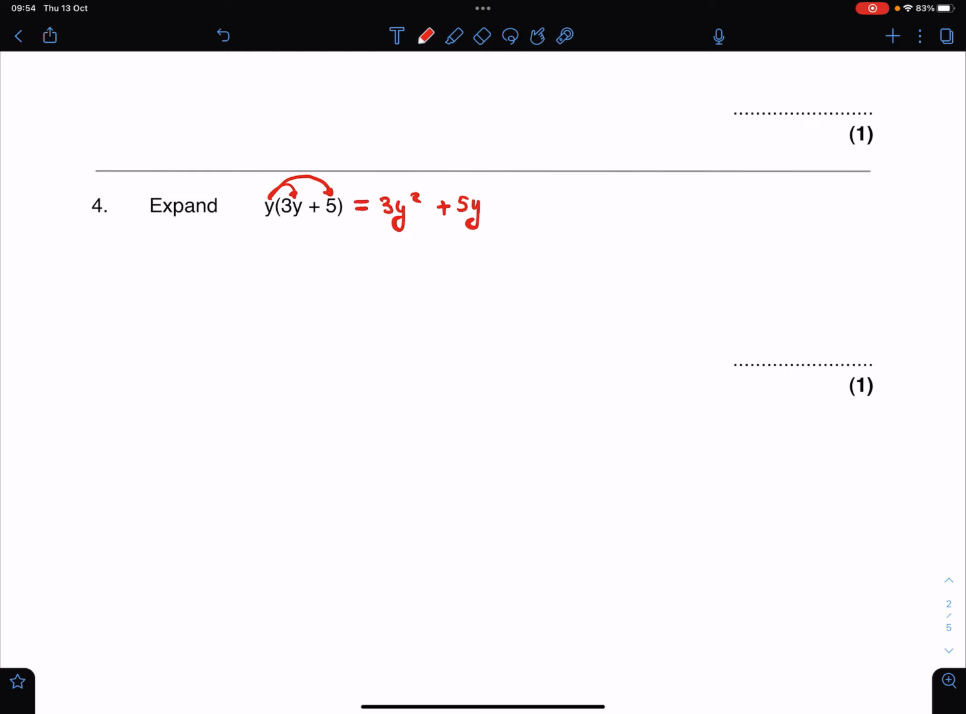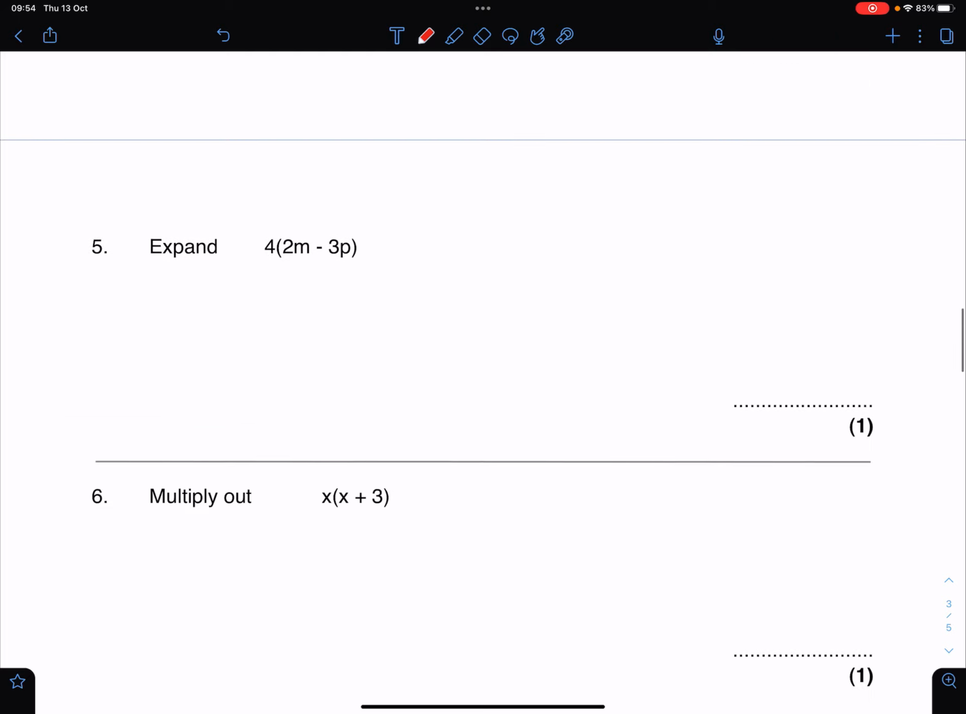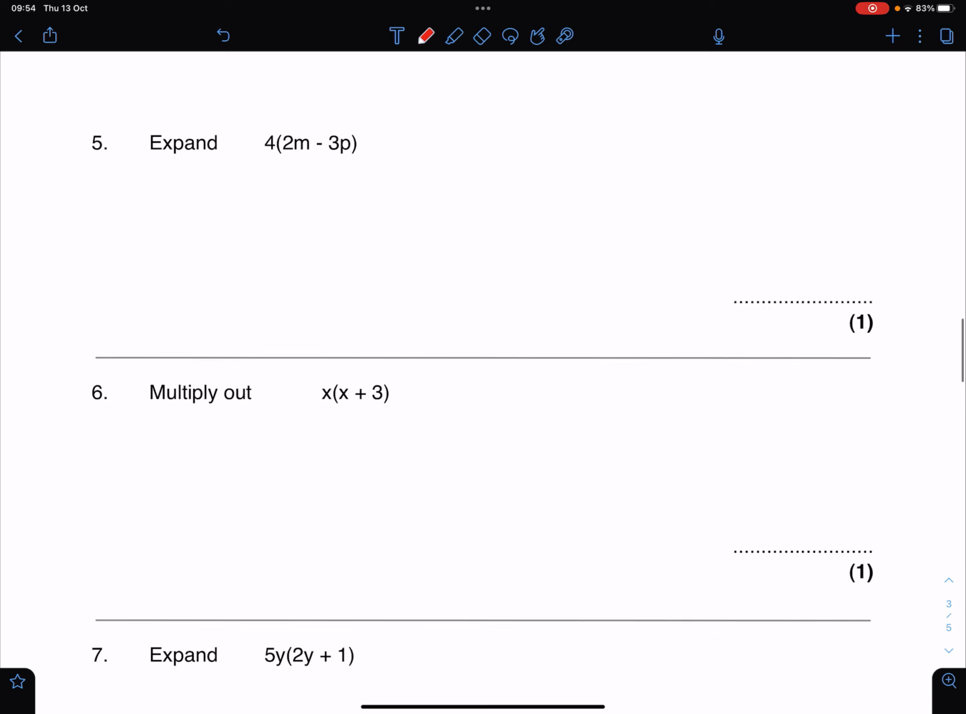Yes, so done with this, right? I'm going to move down. So we'll solve question 5 and 6 together. Okay? So I need to multiply 4 by 2m. And I need to multiply 4 by negative 3p. 4 times 2m, 8m, right? And what else? It's negative 3. Negative 12. Don't forget to write down p, alright? Is that okay?